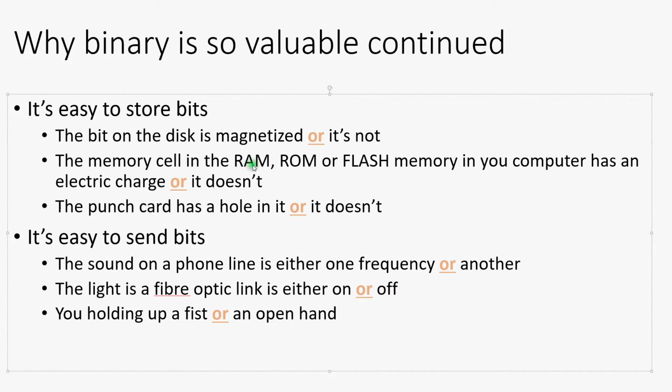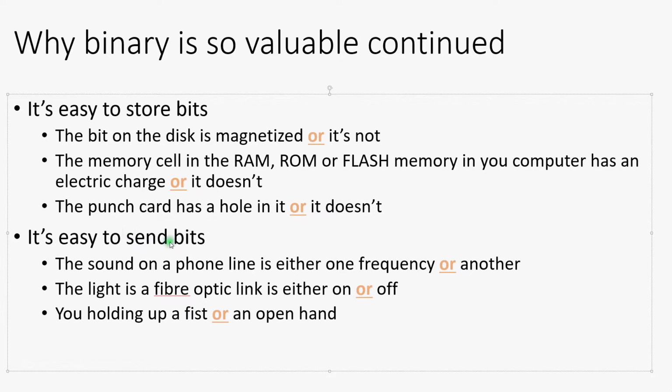The memory cell on the RAM, ROM, or flash memory computer has an electric charge, or it doesn't. That single cell is charged, or it's not charged. It represents 1 or 0, depending on how you want to look at it. But again, it's an OR. It's easy for that to represent a 1 or a 0. If you've ever seen a punched card, it's got a series of holes punched into it. A hole is punched or a hole is not punched. And that creates a binary OR. It's punched or not. It's a 1 or a 0.